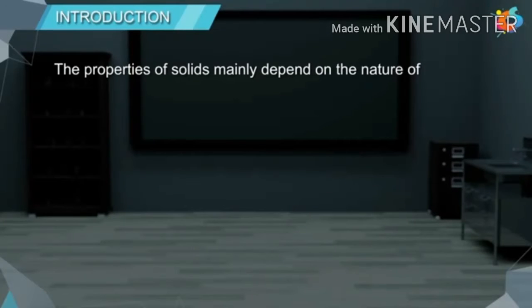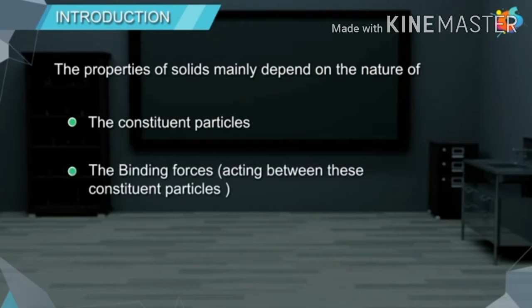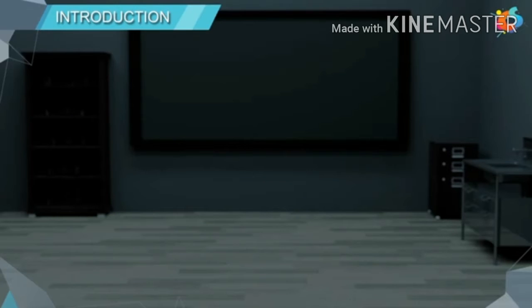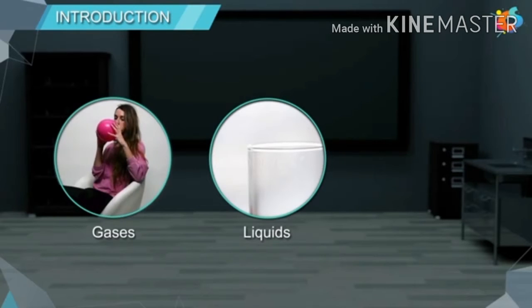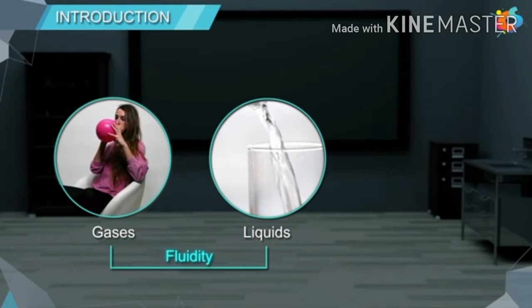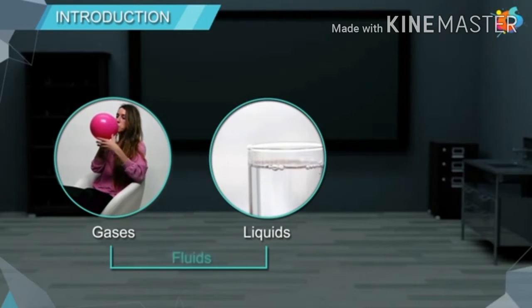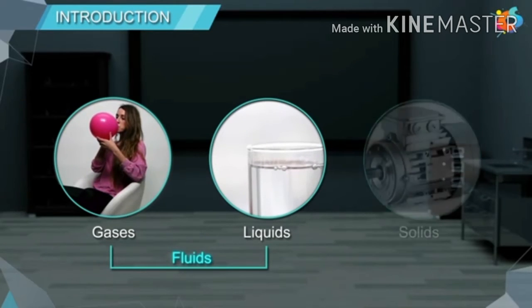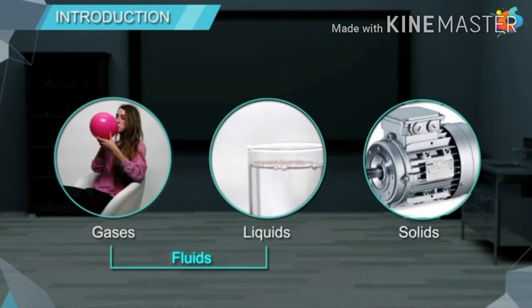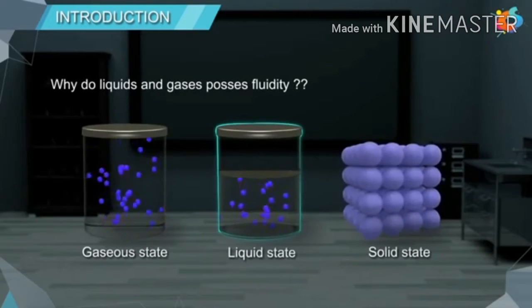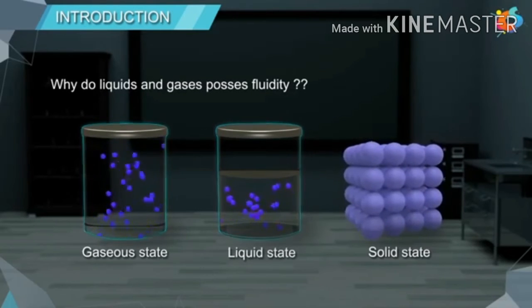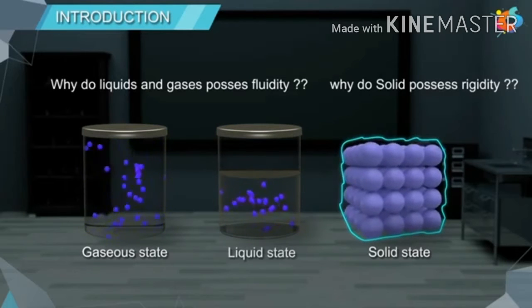The properties of solids mainly depend on the nature of the constituent particles and the binding force acting between these constituent particles. The most important characteristic property of gases and liquids is fluidity. It means that gases and liquids have the ability to flow and are called fluids, whereas solids do not possess fluidity, instead they possess rigidity. Now the question is, why do liquids and gases possess fluidity whereas solids possess rigidity?